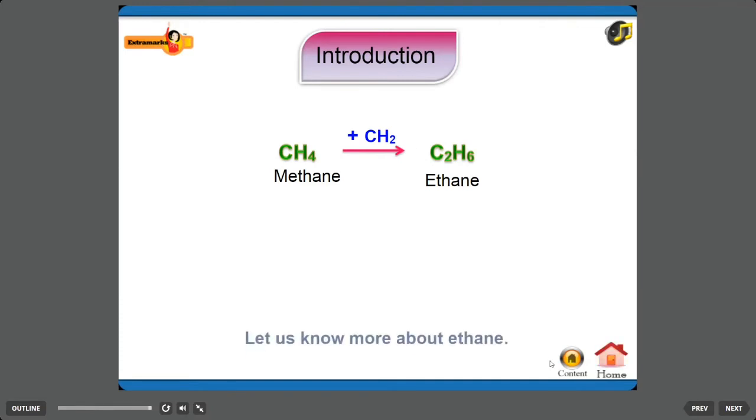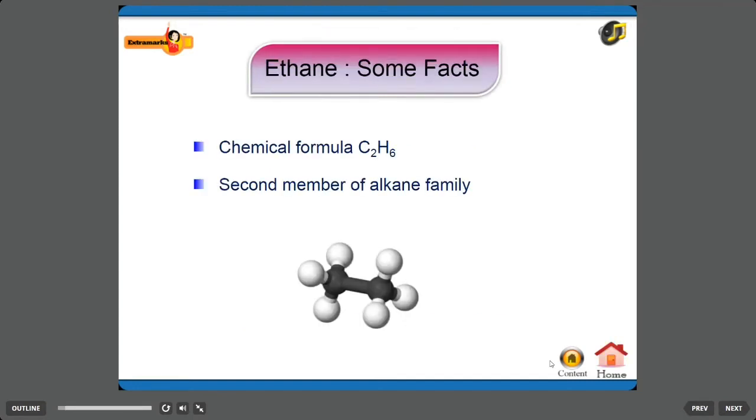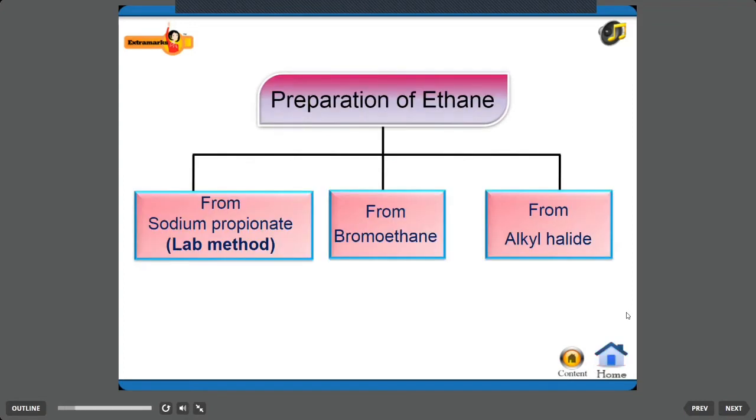Let us know more about ethane. The chemical formula of ethane is C2H6 and it is the second member of the alkane family. How can we prepare ethane? In the laboratory, it is prepared from sodium propionate. It can also be prepared from bromoethane and from alkyl halide.